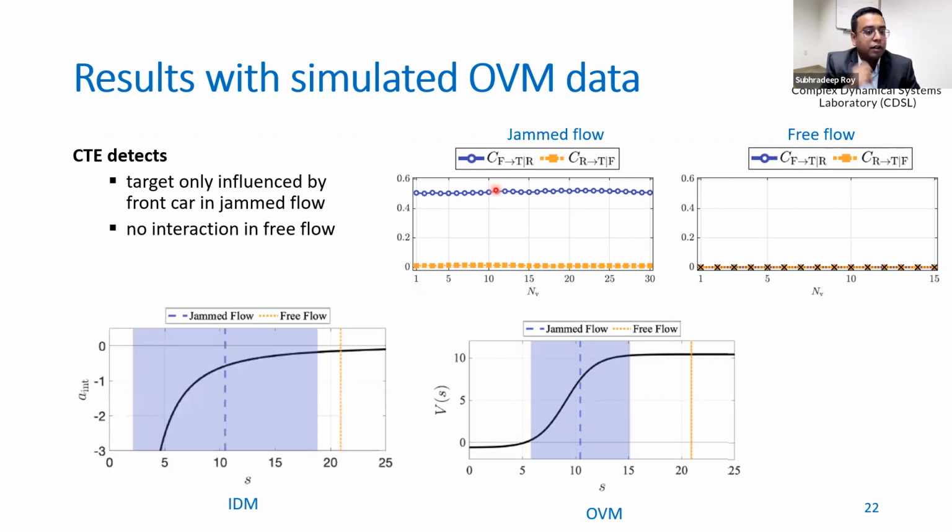When you do the same thing for the IDM model, IDM incorporates interactions differently than the OVM. It's in the braking term. So you see this is the black curve of the braking component, the second term in the IDM model. And we see both jammed flow and the free flow are within the zones of interaction. However, the free flow is in the region where there are fewer interactions, and that's what the conditional transfer entropy also picked up, identifying there's more interaction in the jammed flow compared to the free flow.